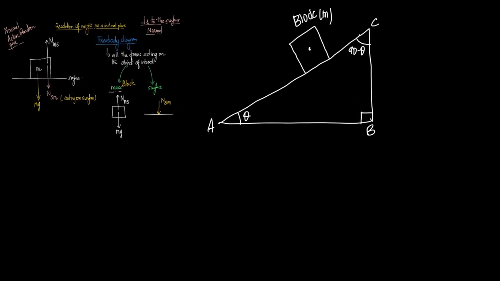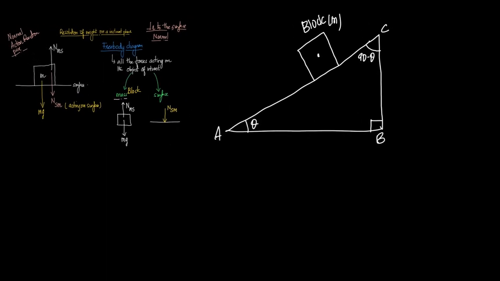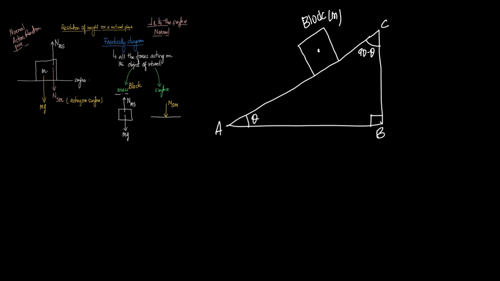We know that for any body kept on a surface, there will be two forces acting on it. Number one would be the weight, and number two would be the normal reaction, which is acting perpendicular to the surface. Perpendicular to the surface of contact, actually.